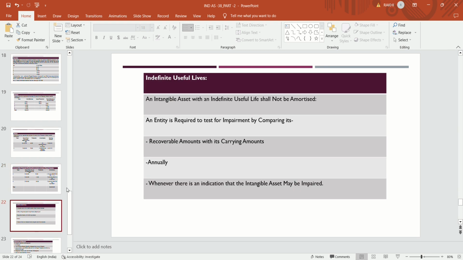Indefinite useful life: an intangible asset with an indefinite useful life shall not be amortized. An entity is required to test for impairment by comparing the recoverable amount with its carrying amount every year, that is annually. Whenever there is an indication that the intangible asset may be impaired, then it is to be tested. So annually it is required, and in the case of indefinite useful life, as the standard itself says, impairment testing is required whenever there is an indication that the asset may be impaired.